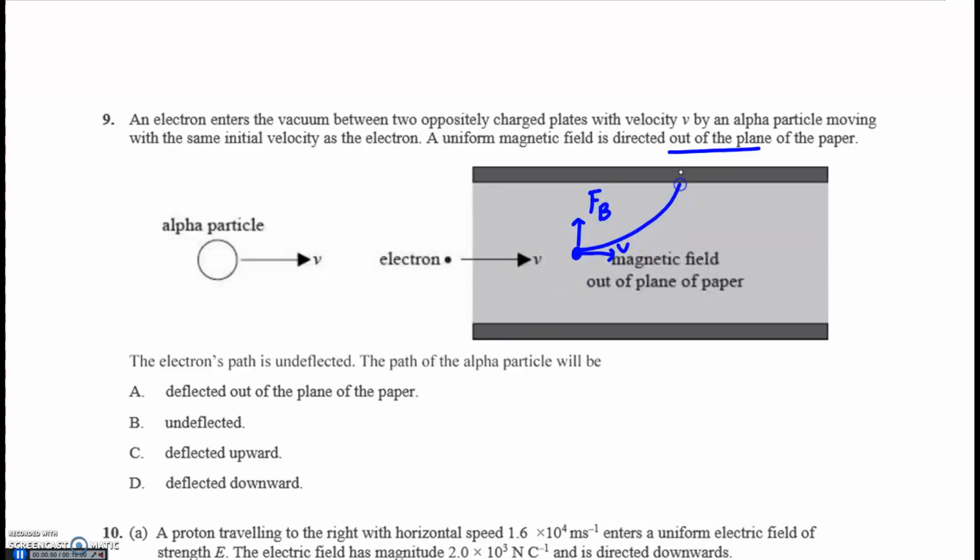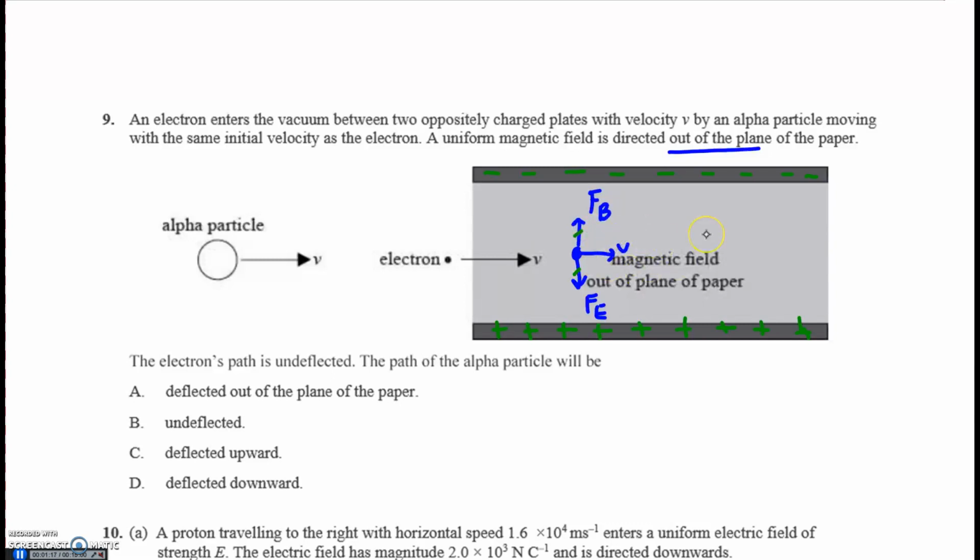Why doesn't it curl up then? The answer is because it also feels a downward electric force. It has to. And that downward electric force must be canceling out the magnetic force. So, okay, negative electron is attracted to positive, so there must be positive charge on this plate down here, and there must be negative charge on this top plate, repelling the electron.